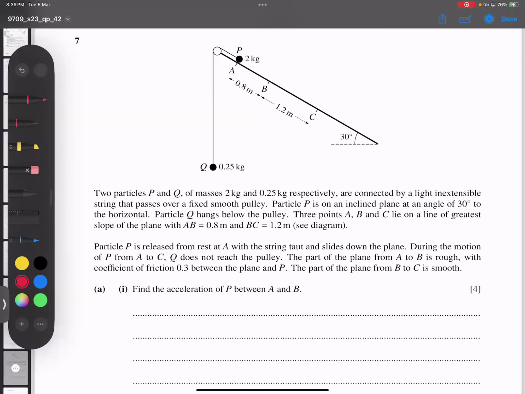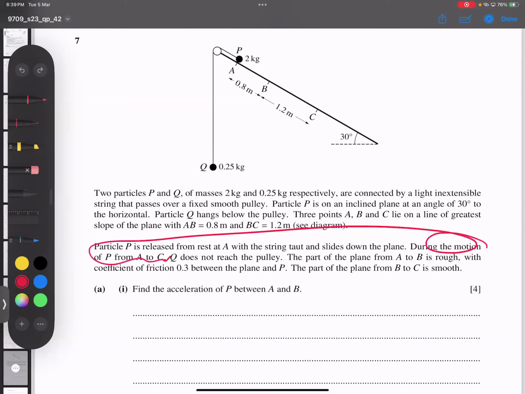Bismillah ar-Rahman ar-Rahim. This is a question, June 23, 42 variant, question number 7. What a question here. Okay, he mentioned P is released from rest. It means starting speed is 0. So starting speed is 0. He said that particle slides down. So this P is going downwards.